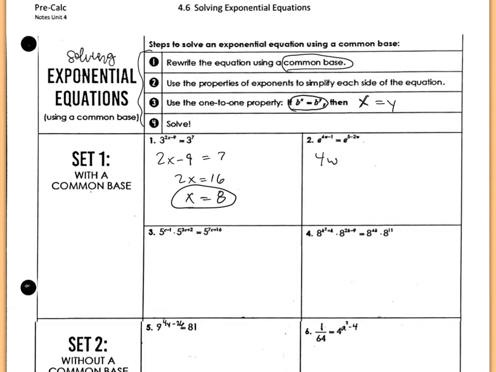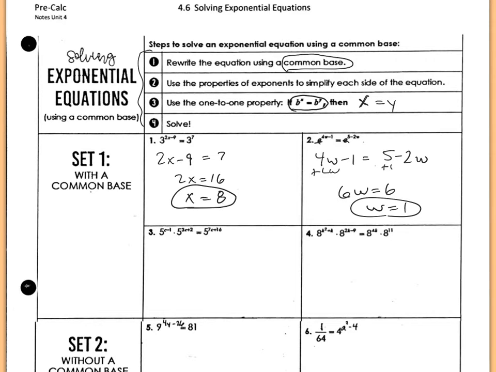So now we have 4w minus 1 equals 5 minus 2w. You just ignore the bases and say the powers are equal. I'm going to add the 2w and add the 1. So 6w equals 6, so w equals 1.